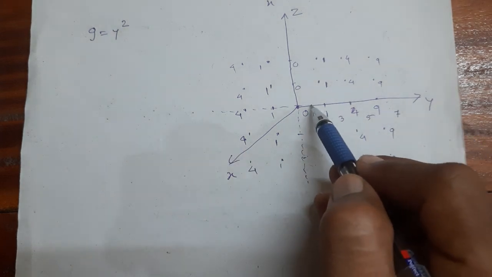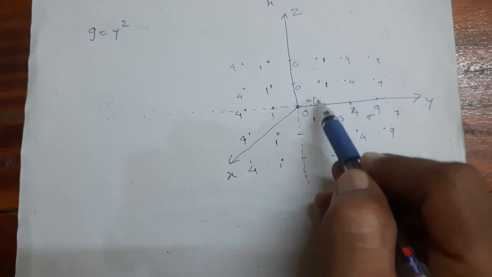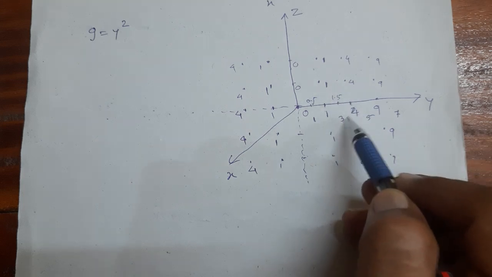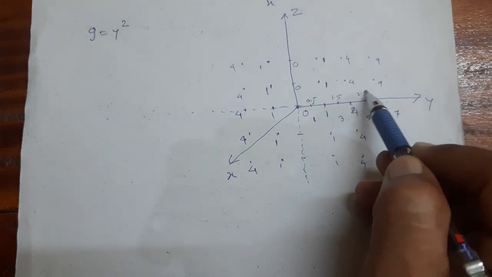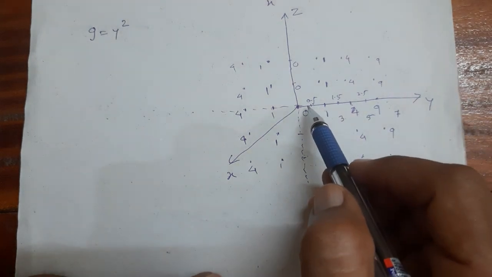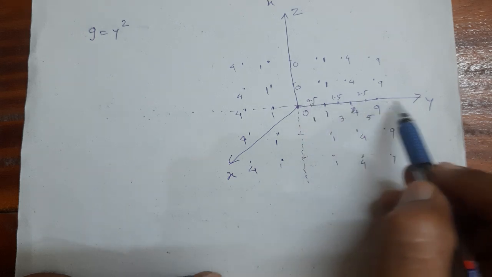Here the average value of y between 0 and 1 is 0.5, and the change is twice. Between 1 and 2, the average value is 1.5, it is twice. Between 2 and 3, the average value is 2.5, it is twice, and so on. That means the function g increases rapidly along the y-axis.